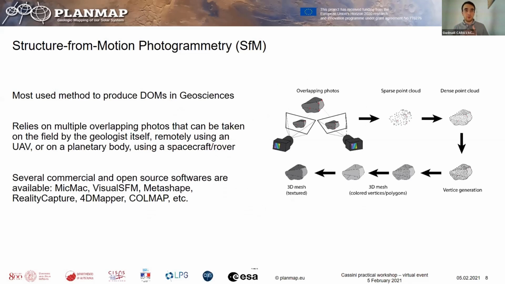So obviously, structure from motion photogrammetry is fairly quick and easy to do, and I encourage you to try it yourself. There are multiple solutions and software that are able to do that. The most used are Micmac, Visual SFM, Reality Capture, Metashape, 4D Mappers. There are a great number of software, and it is the most used method to recreate outcrop models in geosciences, both on Earth and on planetary bodies in planetary geosciences.